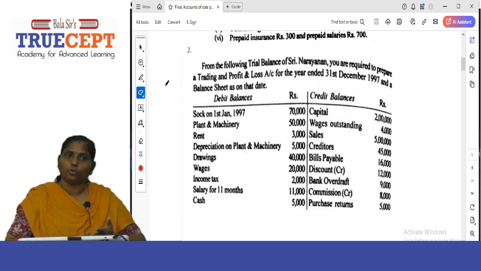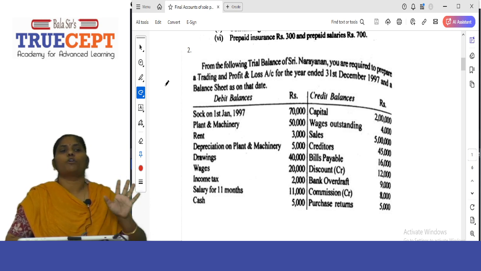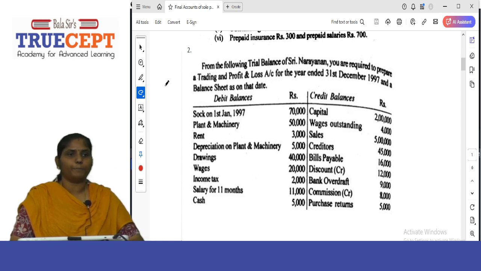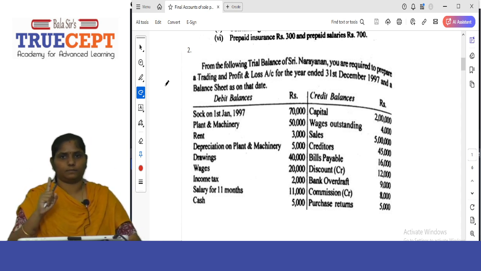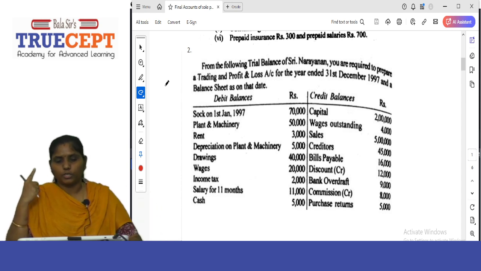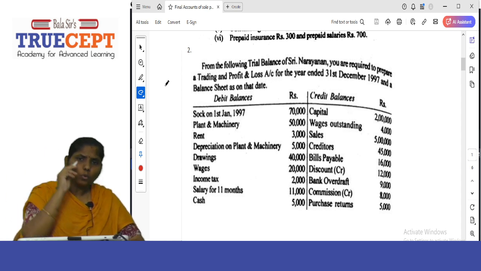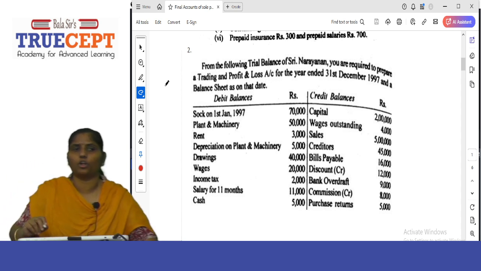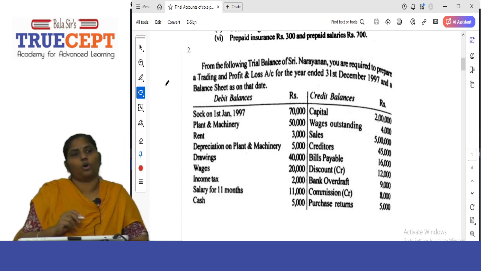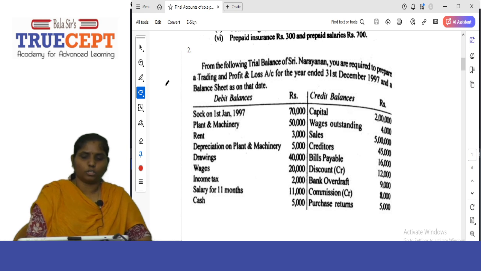Instead, where will we show it? Only in the profit and loss account. Remember, when any item is given inside the trial balance, it will appear only in one place in the final accounts. So here, this depreciation, since it is given inside the trial balance, appears only in the profit and loss account. It will not go to the balance sheet at all. Clear? Okay, let's move on to the next item.